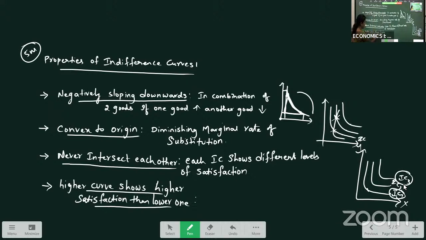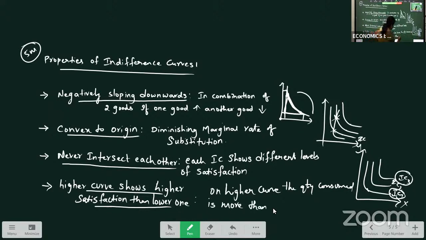Higher curve shows higher satisfaction than the lower one because on the higher curve, the quantity consumed is more than on the lower one, right? Means on the higher curve, we are taking more quantity. That is the reason the curve is upwards. And on the lower curve, the quantity we are taking is less.